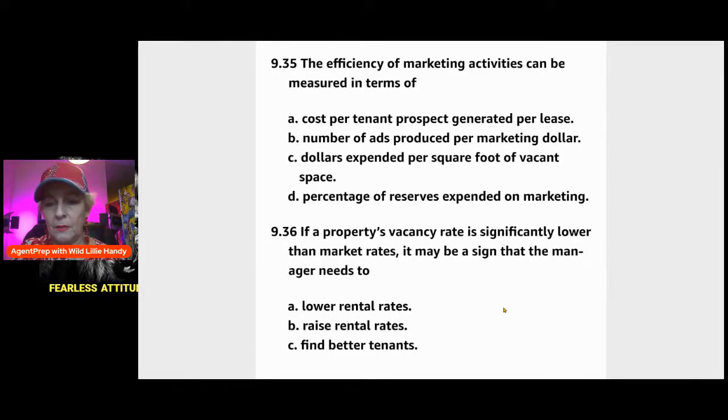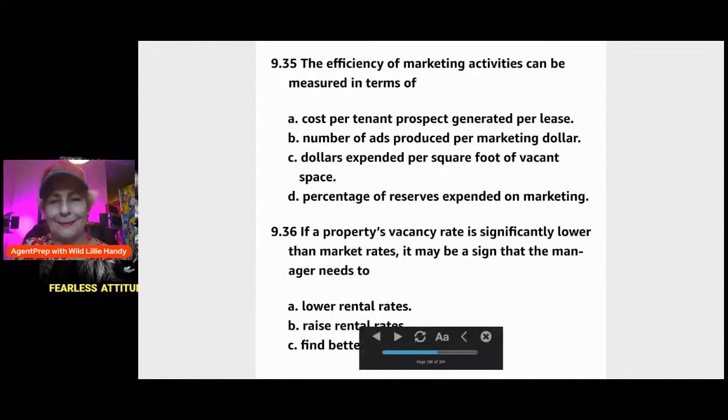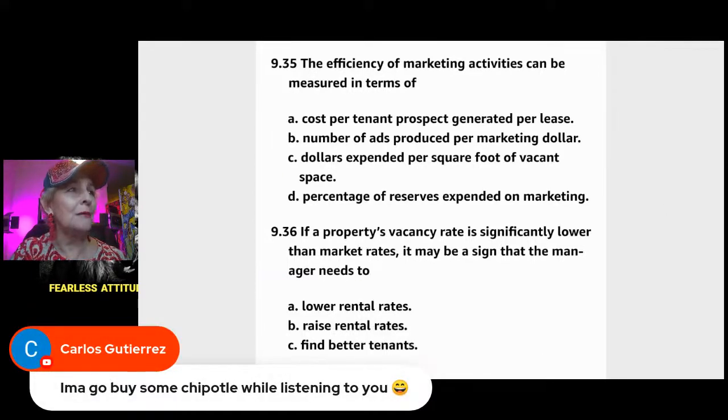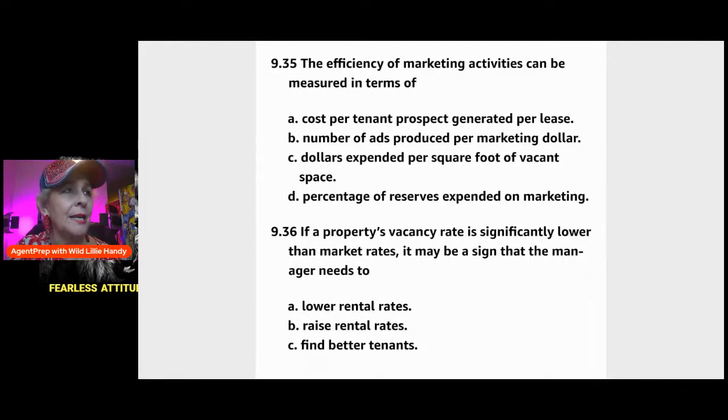Where are we at? All right, go buy some Chipotle. And somebody's going to go buy food while listening. That's good. At least you're still listening, Carlos.